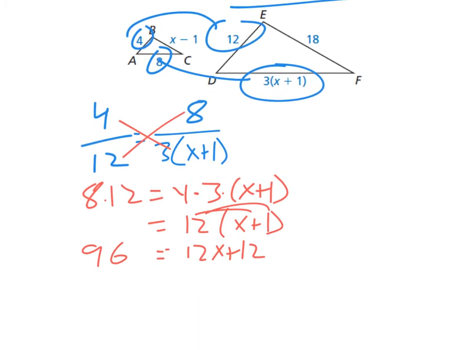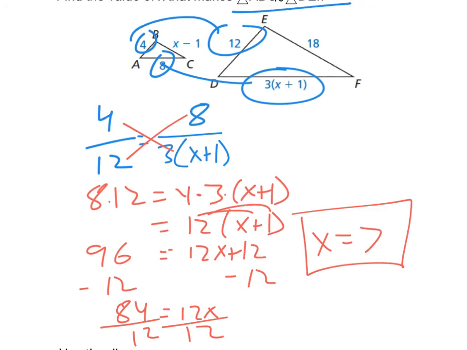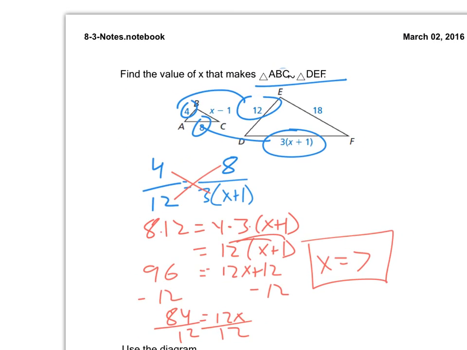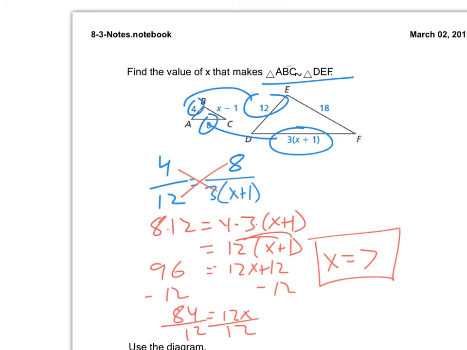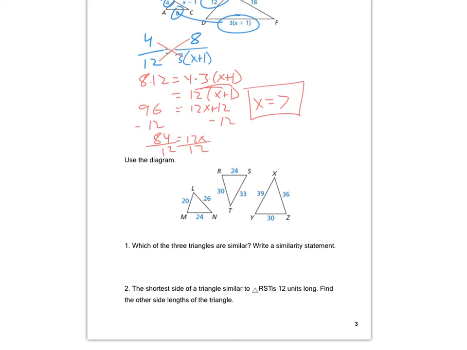Not too tough, hopefully. Minus 12, minus 12. And we get 84 equals 12x. Let's divide by 12, and we get x is 7. All right, well, that's the picture. So that's the idea. We want all the sides to be proportionate. They make these ratios that are congruent. All right. We're going to skip this one for now, so let's jump to the next page.